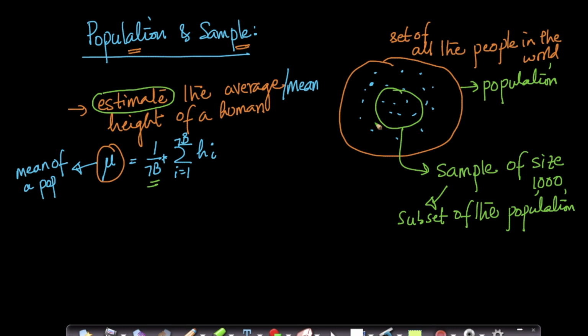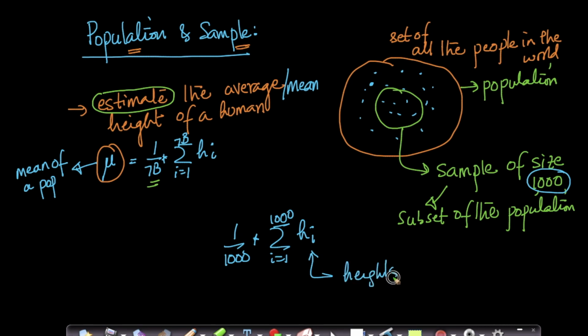So I can take a sample of users. Let's say I take a sample of 1000 users, as I just mentioned here. From these 1000 users, I can measure their average height. So I can do something like this: 1 by 1000 multiplied by the summation, i equals 1 to 1000, of all the heights in my sample. These are heights in my sample.